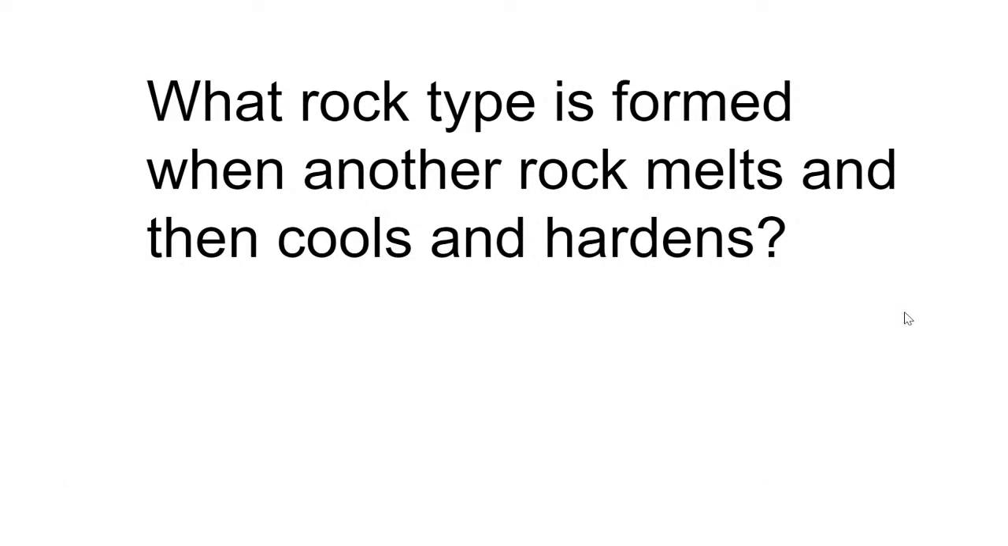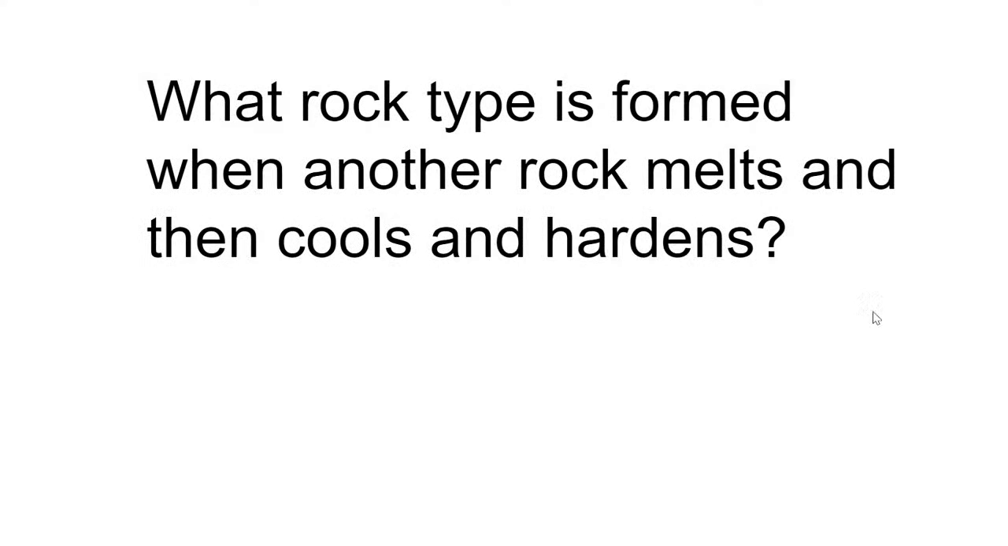What rock type is formed when another rock melts and then cools and hardens? There are 3 different rock types. And actually, for the other class, I gave them a little word bank for this. So the 3 rock types are sedimentary, igneous, and metamorphic. You've got a 1 in 3 chance.